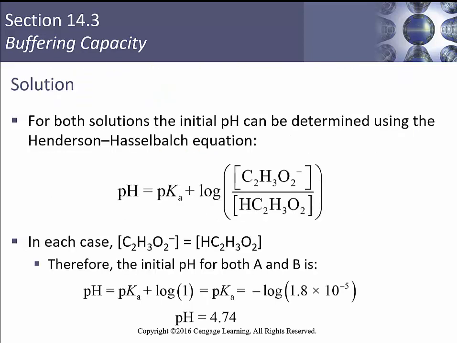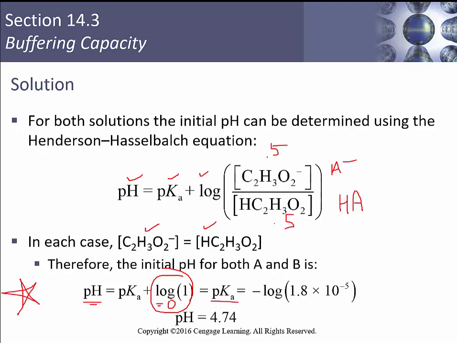For both solutions, the initial pH can be determined by using the Henderson-Hasselbalch equation. We've got pH is pKa plus the log of A- over HA, a ratio of our conjugate base to our conjugate acid. In each case, they're equal to each other, so we're going to have something like 0.5 over 0.5, and that means we've got a log of 1, and the log of 1 is equal to 0, so our pH is equal to pKa, and this is a very special spot where they're equal to each other. So our pH in both cases is going to be 4.74. So they're both starting out at 4.74.